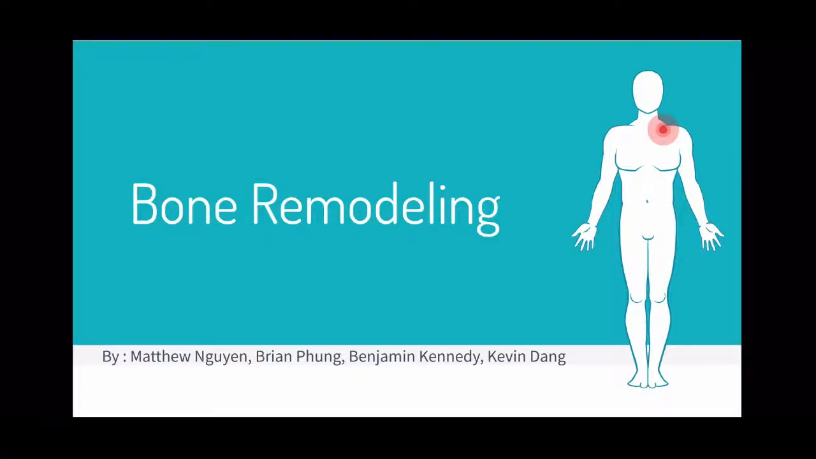This presentation is on bone remodeling, and we'll go over the purpose of this process, the anatomy involved in this process, and further expand on the skeletal system which is involved in the process, and we'll also focus on the two main elements of osteoclast and osteoblast, which are the two main cells involved.